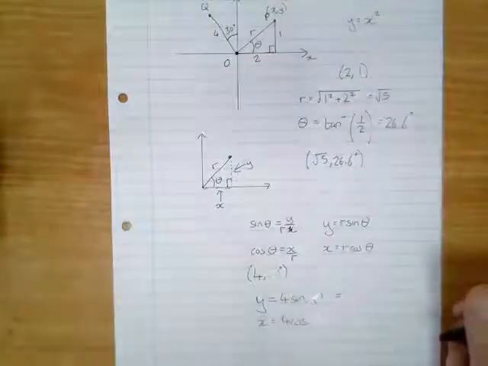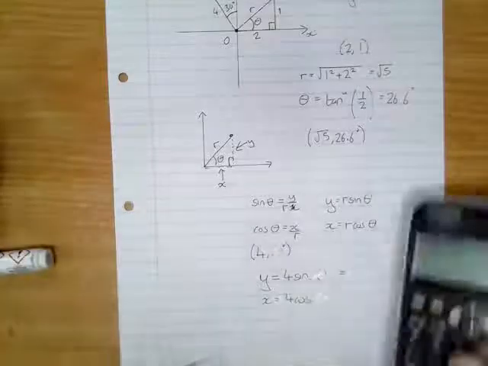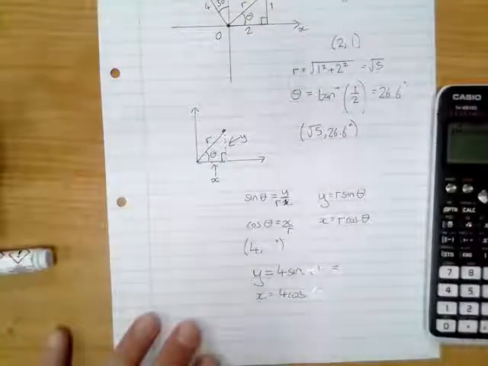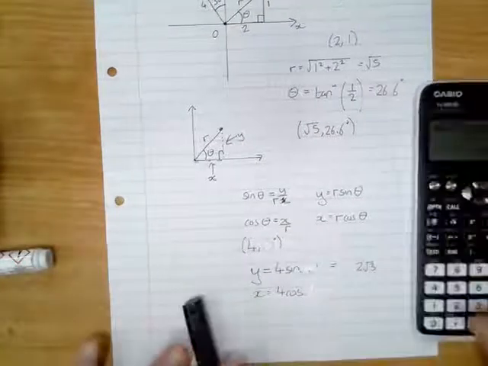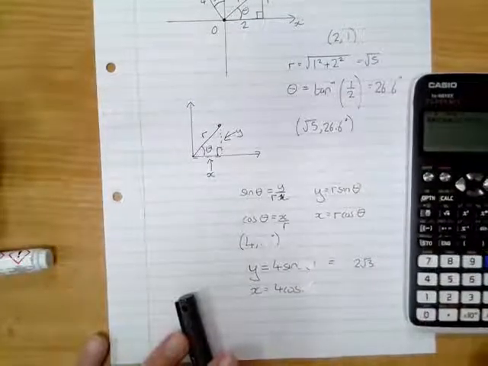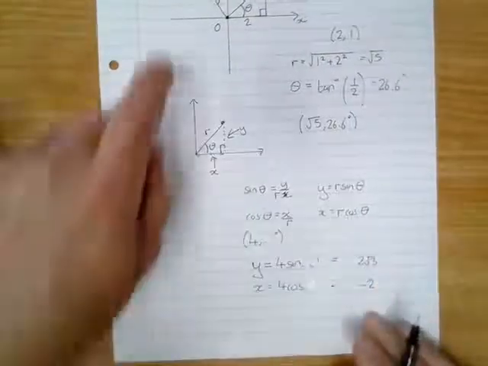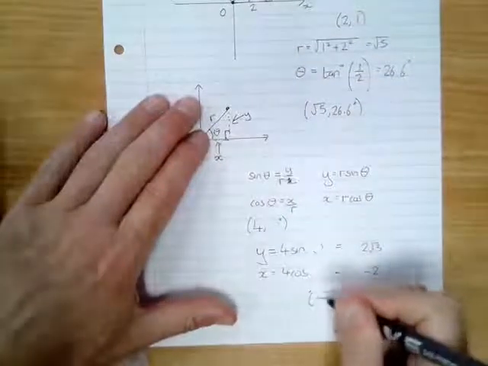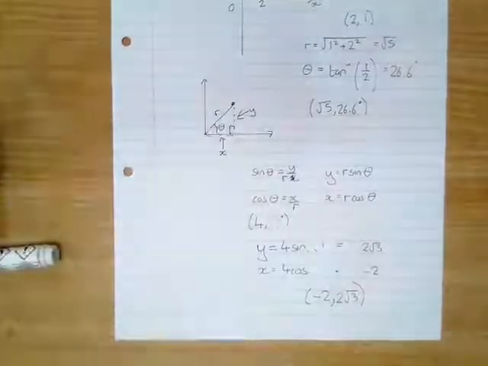Now I'm going to have to wait for my Tipp-Ex to dry before I can fill those in. So I will carry on with my Tipp-Ex drying and actually work them out. So it's 4 times sine of 120. This is the y coordinate, which is 2 root 3. And then the x is 4 times cos of 120, which is minus 2. So this coordinate here is actually the Cartesian coordinate minus 2, comma 2 root 3.